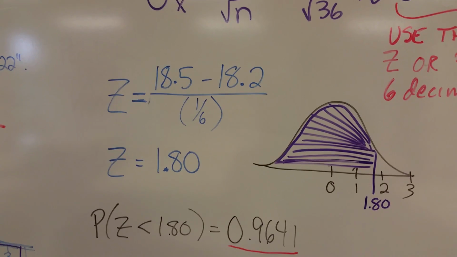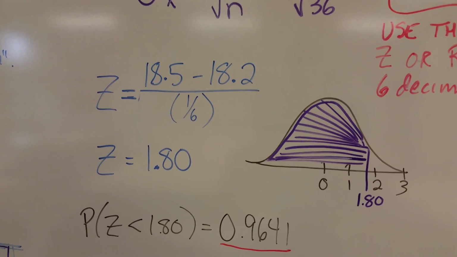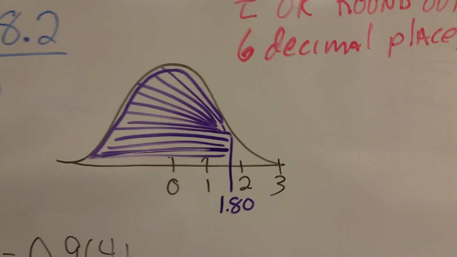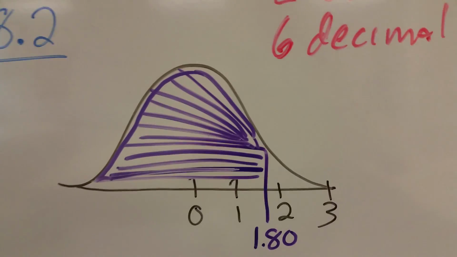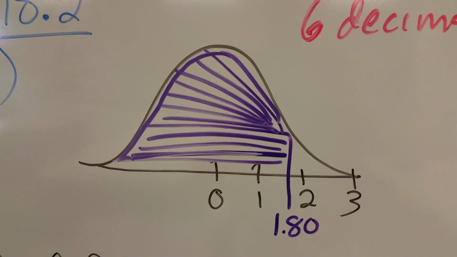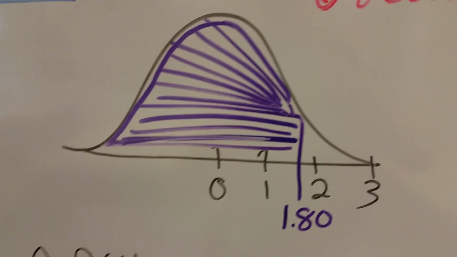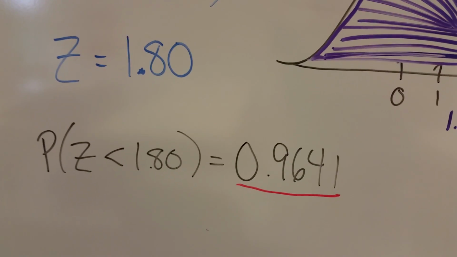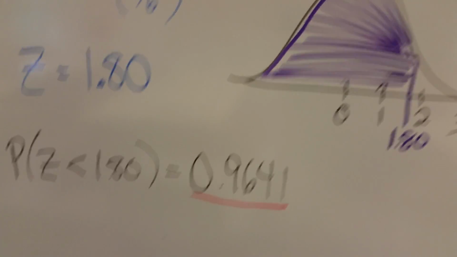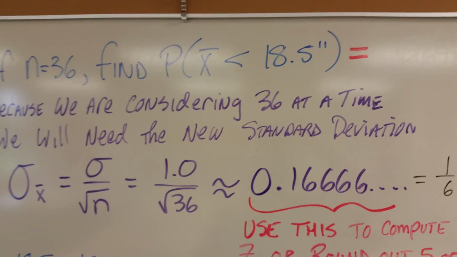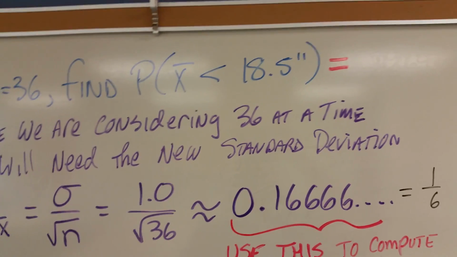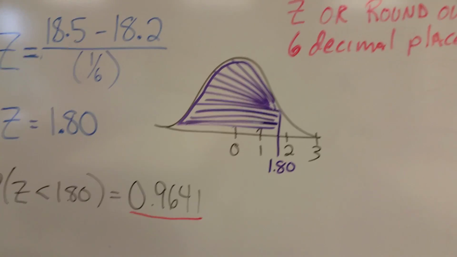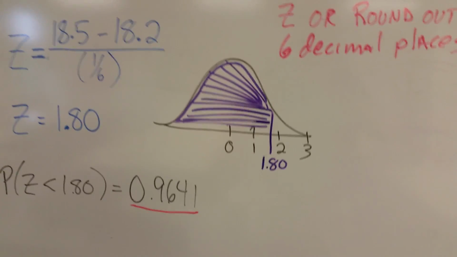So computing the z-score now using the new standard deviation, we end up getting 1.8. And so our question is, we want the probability of being less than 1.8, and we can just go right to the table, and that'll give us 0.9641. So the probability that the sample mean of our group will be less than 18.5 inches is going to be 96.41%.